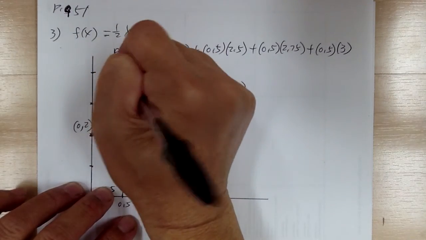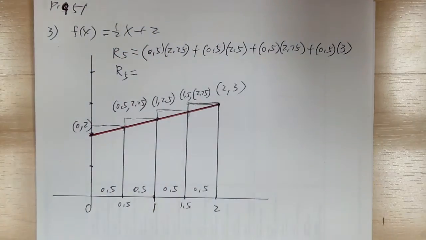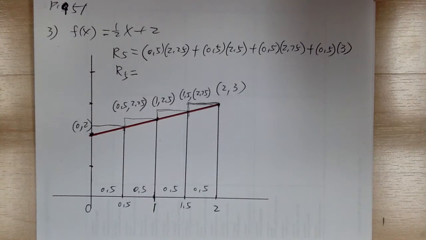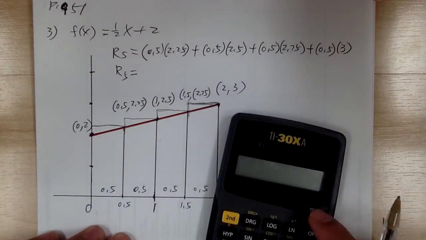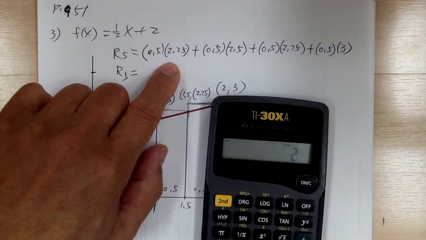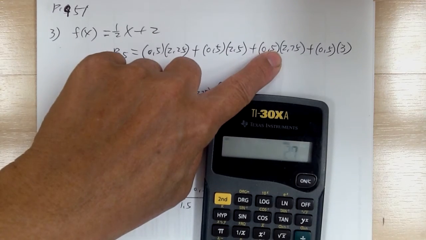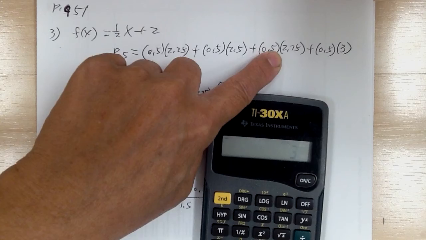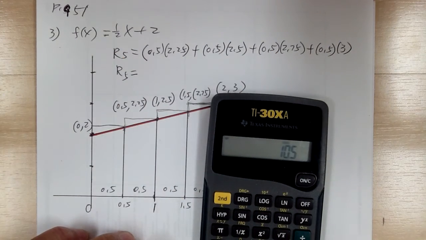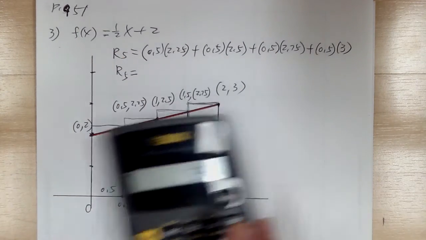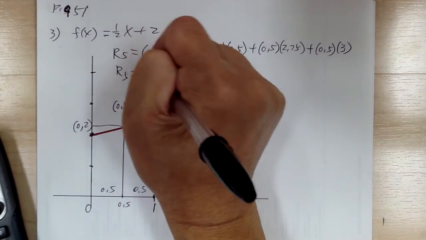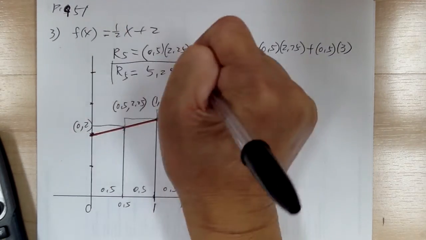So get your calculator, enter all the numbers. And you get 5.25. Okay.